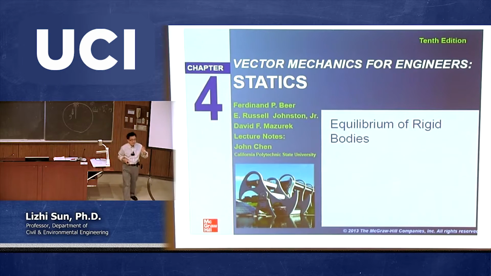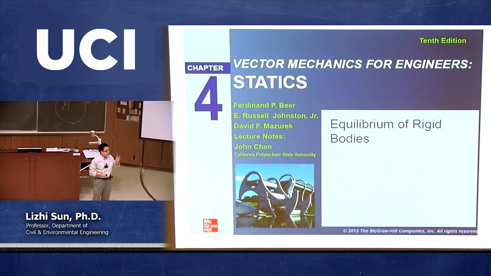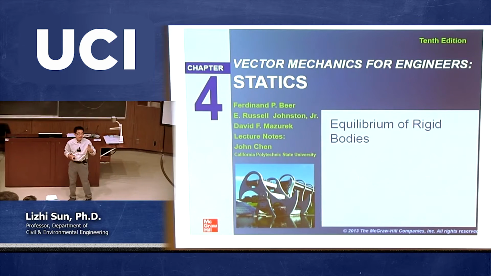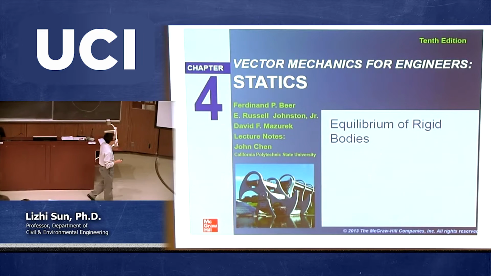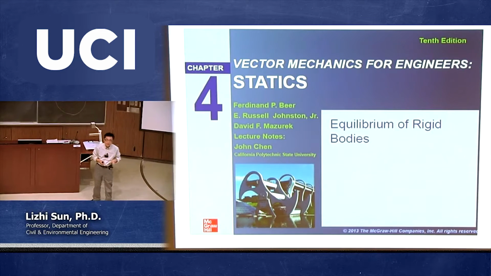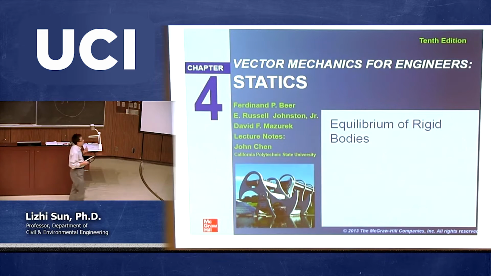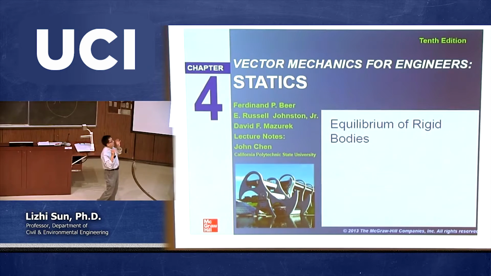Chapter 4 is basically the continuation of Chapter 3. In Chapter 3, we introduced three kinds of moments, and how we calculate the resultant force and the resultant moment. And that's the basis for Chapter 4. So in Chapter 4, we basically talk about the equilibrium of rigid bodies.